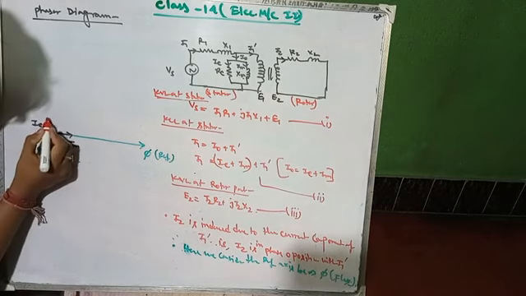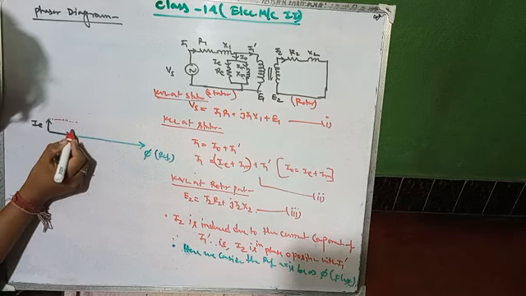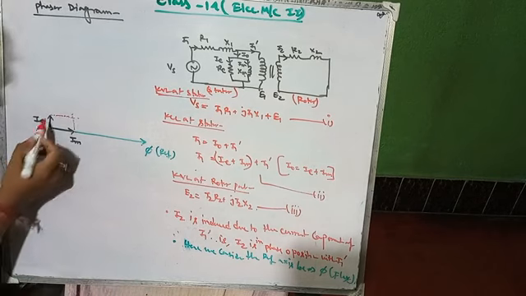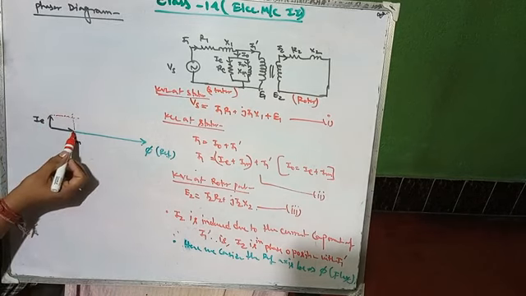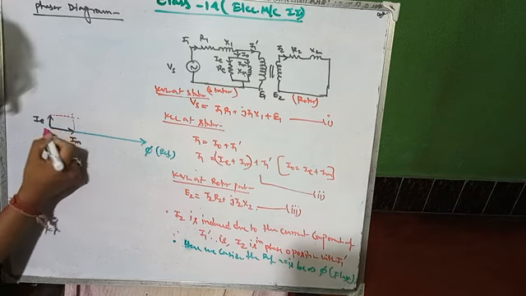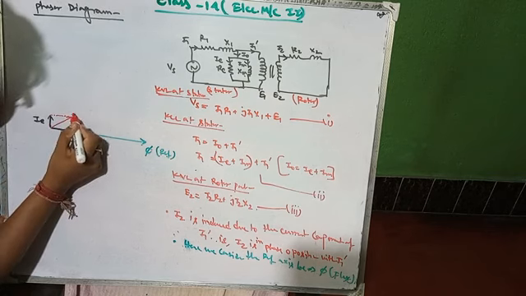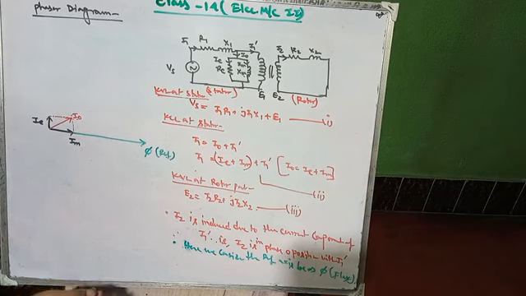How to add? Basic concept: two vectors should be added by the parallelogram rule. So make a parallel line to that from here, and make another parallel line from here, perpendicular and parallel to it. So we get a resultant. So this is your I naught, right?